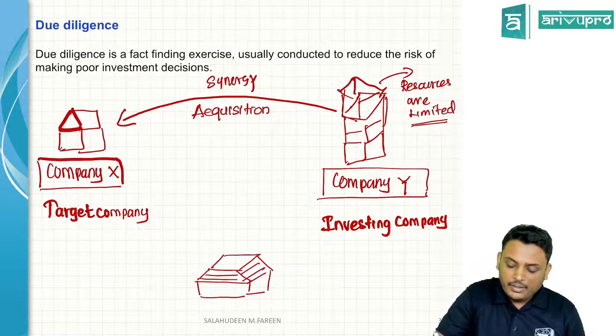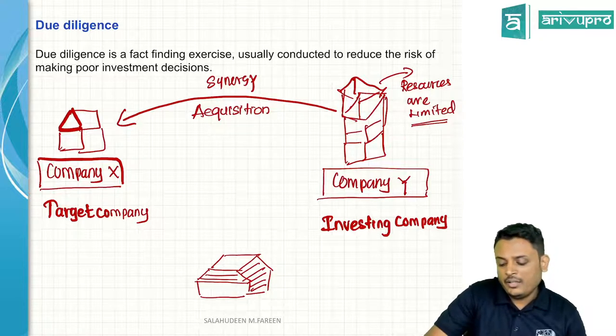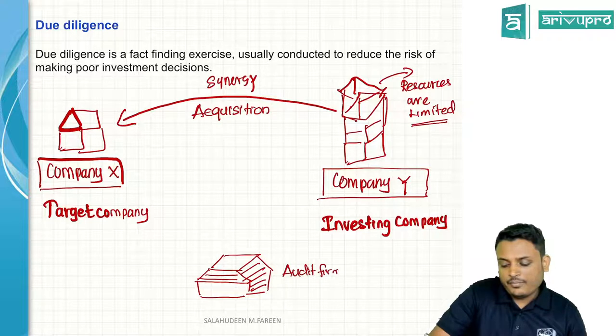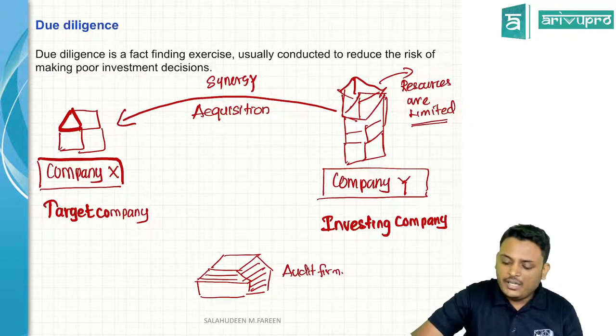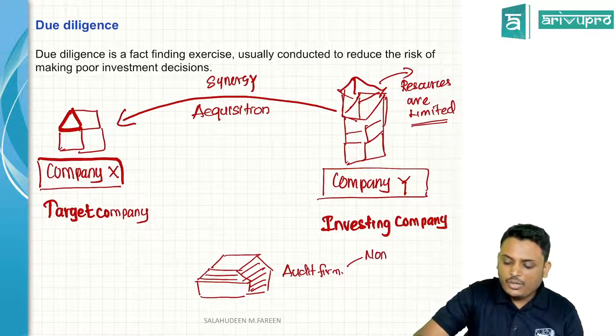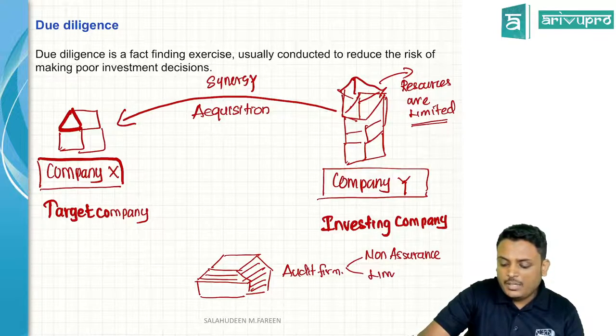So now company Y appoints an auditor, an audit firm. You all know the audit firm provides different services. One is a non-assurance service, another is a limited assurance service, and the other is a reasonable assurance service.